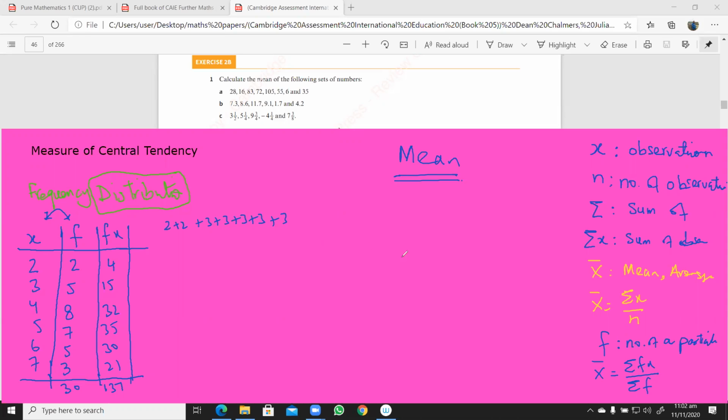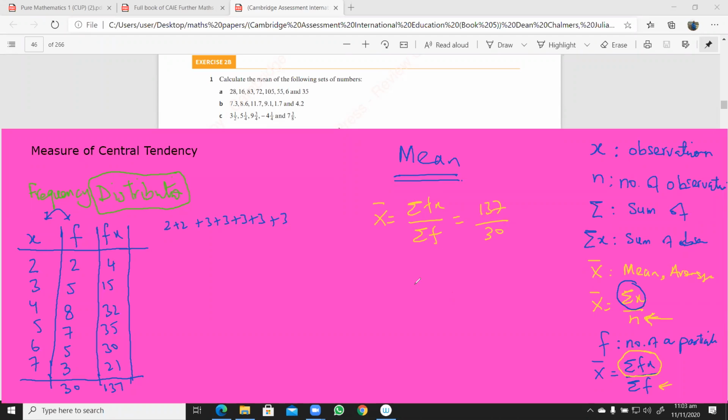So in a way, in essence they're the same. This sigma x is the same as this sigma fx, because both of them give us the total number of eggs. Its form, the way we're writing it, has changed, but in actual it's the same. And this n and the sigma f are the same as well. The n was the total number of observations, and sigma f is still the total number of observations. That is why there is a new form of this formula: the mean is sigma fx over sigma f. So this is going to be 137 over 30. Whatever you get, that is the mean.